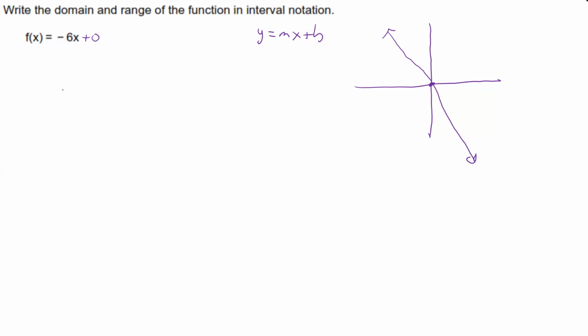So what do we know about the domain of a line that looks like this? Well, our domain is going to go from negative infinity all the way to positive infinity. And our range? Well, our range is the same way. It's going from negative infinity this way to positive infinity that way. So sometimes, without having to do anything, you can get the domain and range if you just graph it simply and then look at your graph.